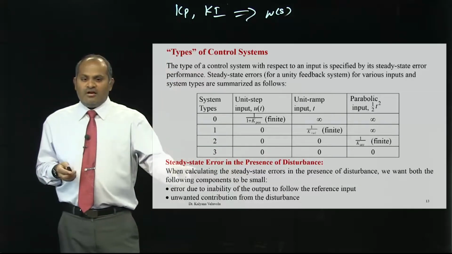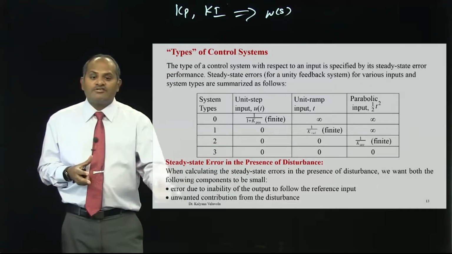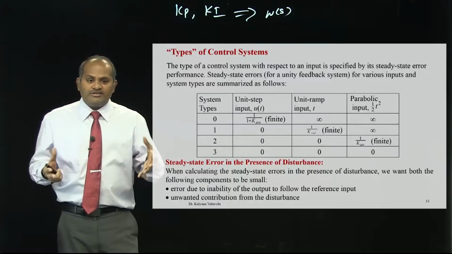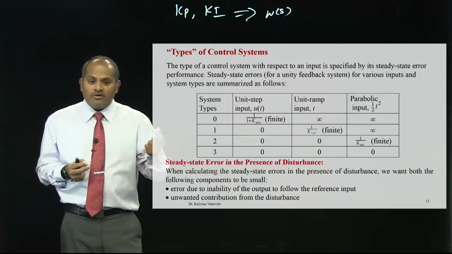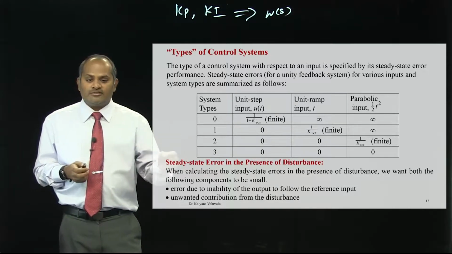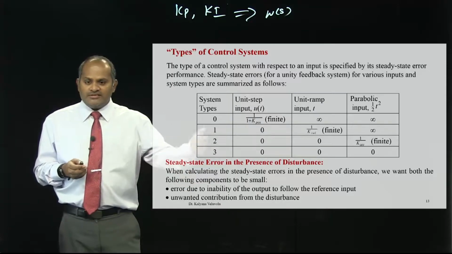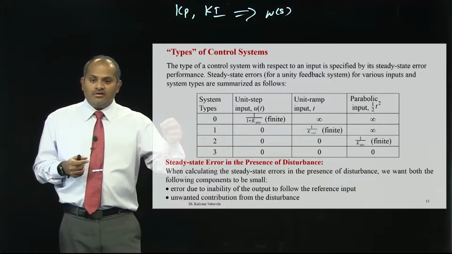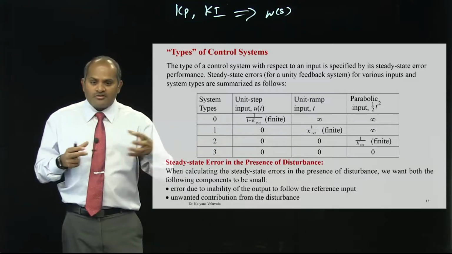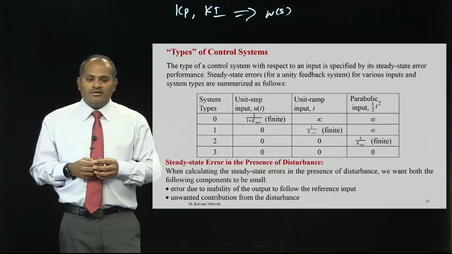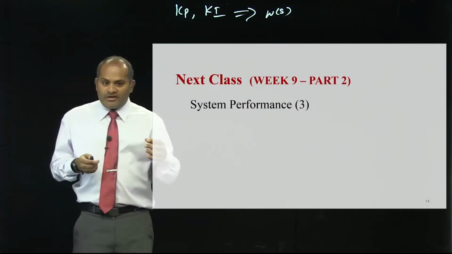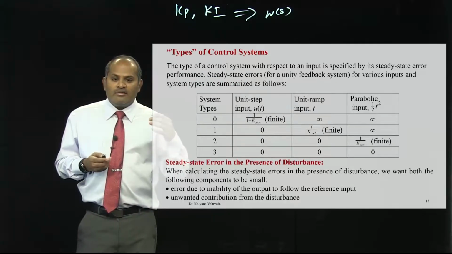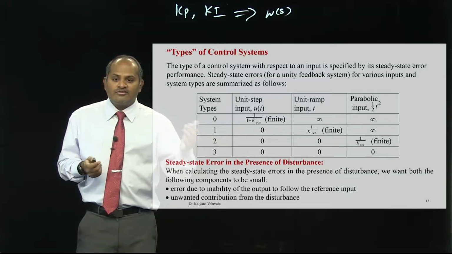Then last, we analyzed the steady state error in the presence of disturbance. When we are analyzing in the presence of disturbance, we have 2 components. One is the error due to the actual input, and the other is the unwanted contribution from the disturbance. If we do the 2-stage analysis for the system with the disturbance input, we can also analyze the steady state error performance. So, with this I complete the steady state performance. With this we complete the error performance part for our system.